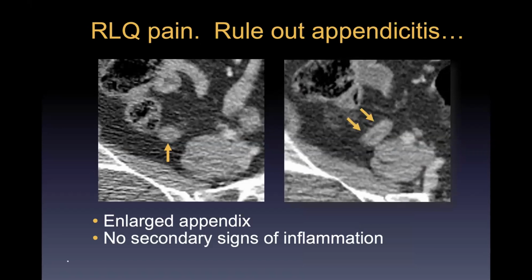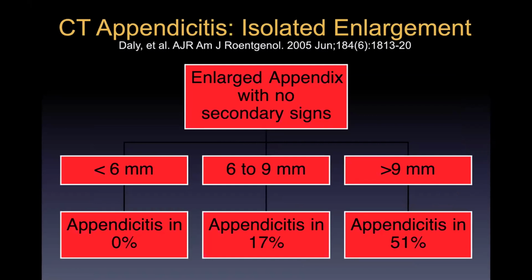So here's one such case. We've got a patient with right lower quadrant pain, came in for rule out appendicitis. We see a big appendix. This is about a centimeter. Don't see any obvious signs of inflammation. This is the algorithm that I use.